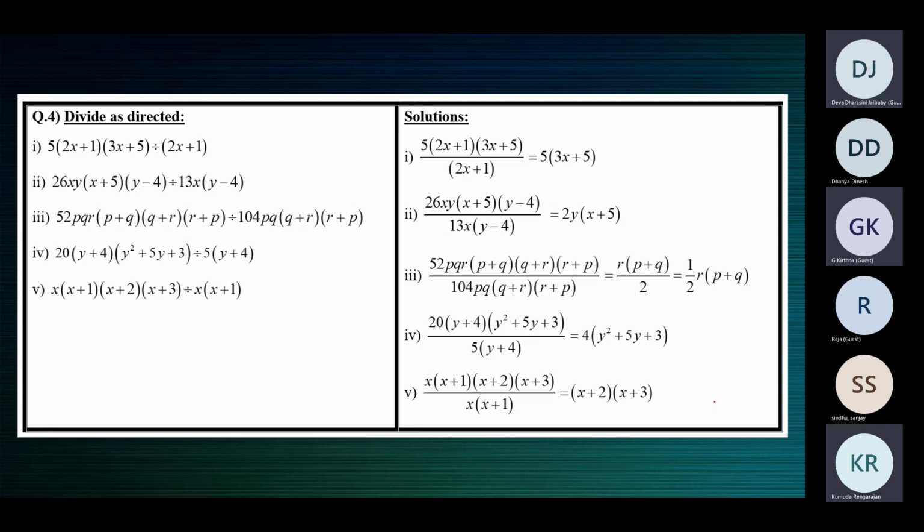Can you explain the fourth one? Yes, ma'am. 20 into y plus 4, and y into y squared plus 5y plus 3, divided by 5 into y plus 4. Y plus 4 and y plus 4 are the same, so we can cancel it out. And 20 and 5, 5 we can cancel out and 20 reduces to 4. The answer is 4 into y squared plus 5y plus 3, ma'am.